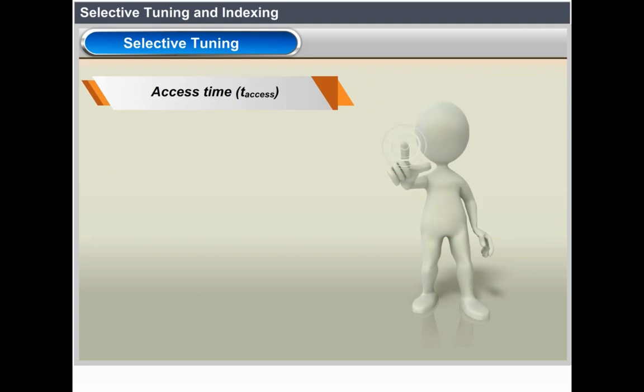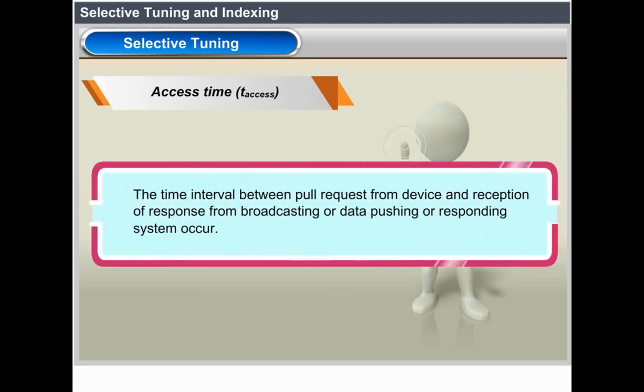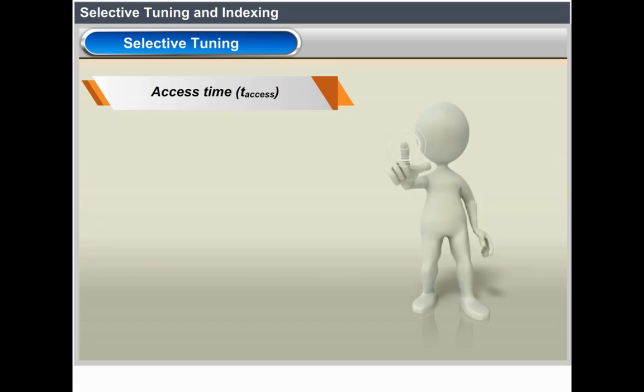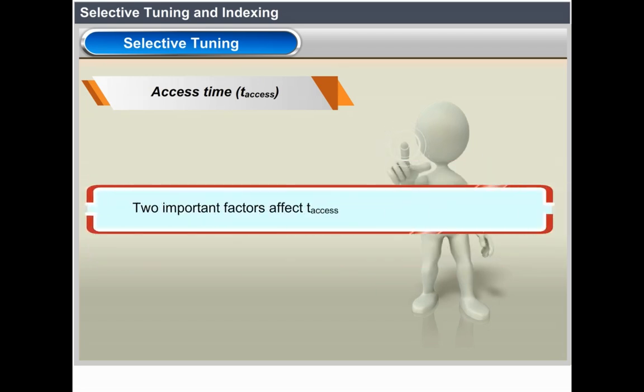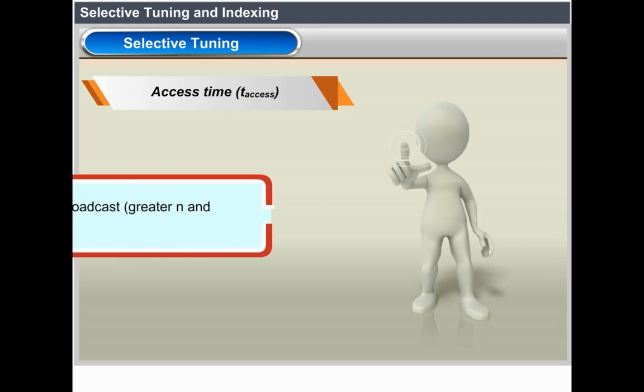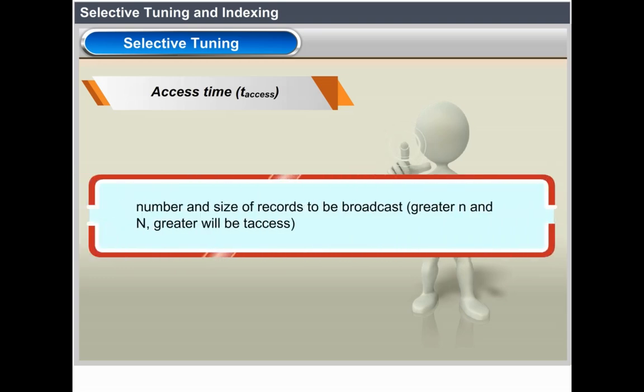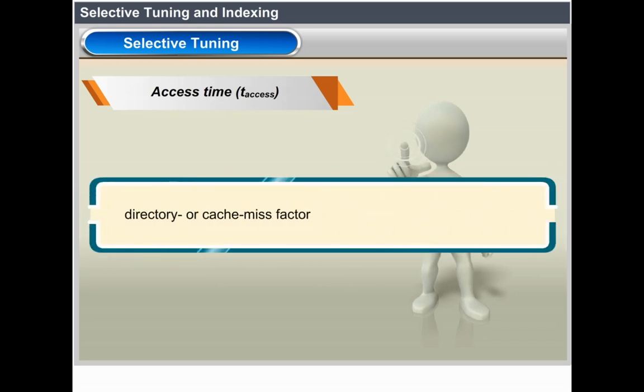Access time, T-access. The time interval between the pull request from the device and reception of the response from the broadcasting or data pushing or responding system. Two important factors affect T-access: the number and size of records to be broadcast, the greater the N and the size, the greater will be T-access; and the directory or cache miss factor.